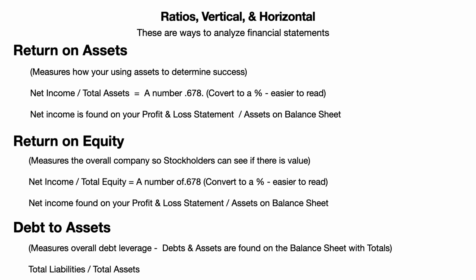Return on equity measures the overall company so that stockholders and such can see our value. Again, the calculation is net income divided by total equity, which gives you a number, and then that's converted to a percentage. Net income is found on the profit and loss statement, which we'll look at, and the equity on the balance sheet that we just went over. Debt to assets measures our overall debt leverage, and the debts and assets are found on the balance sheet. The calculation is total liabilities divided by total assets.